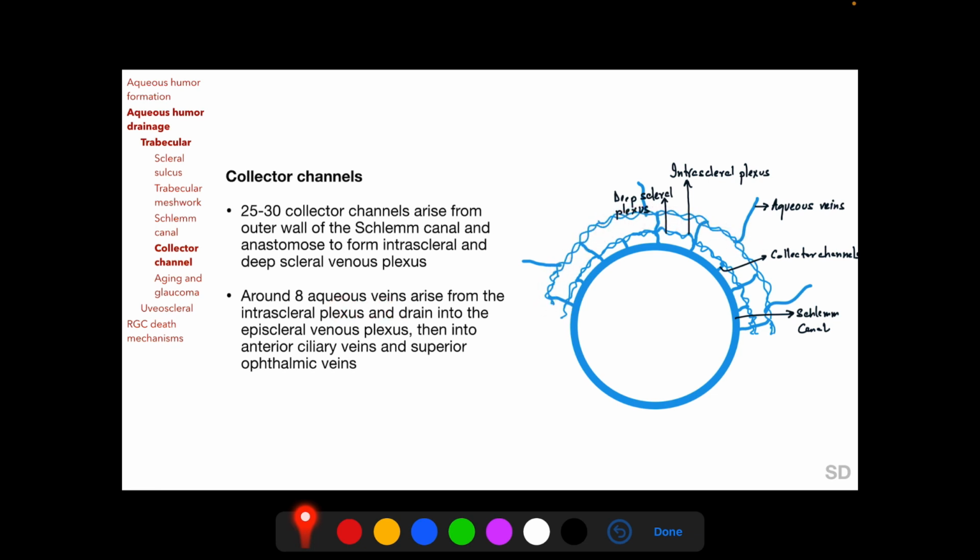Aqueous veins, around 8 in number, arise from the intrascleral venous plexus and drain into the episcleral venous plexus, then to the anterior ciliary veins and the superior ophthalmic veins, and finally into the cavernous sinus. So we note here that the fluid draining through the trabecular meshwork is not collected by the vortex veins. These aqueous veins may be visible on the slit lamp with high magnification in the perilimbal area.